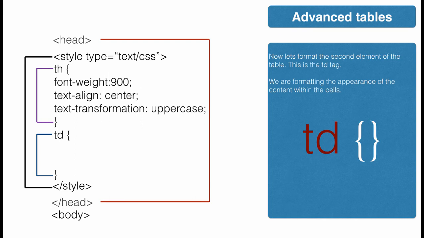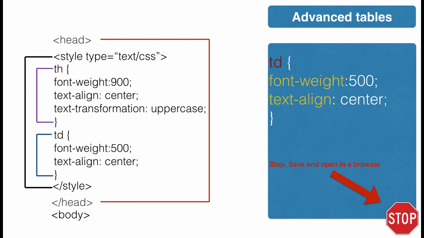Now let's go through and format our table cells, or our td tag. In this case, we're going to set the font weight to be 500, but we're going to keep the text alignment using the text-align attribute as centered.